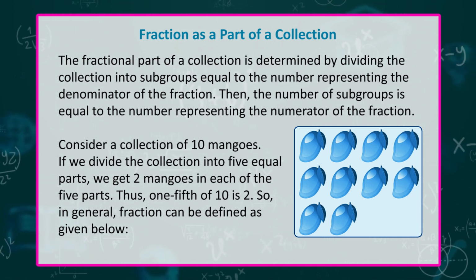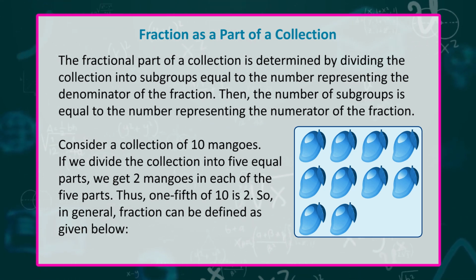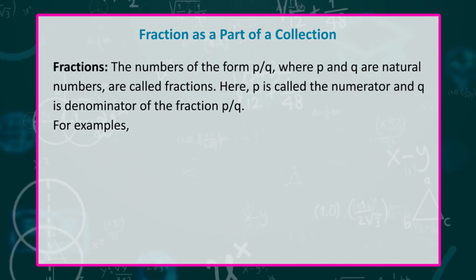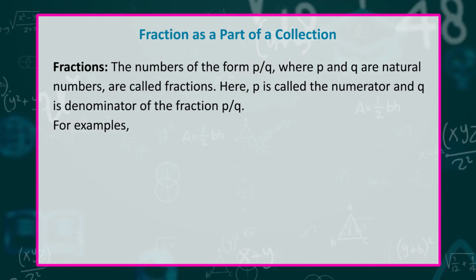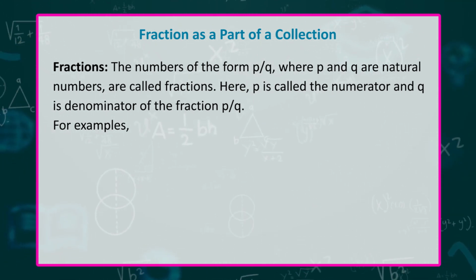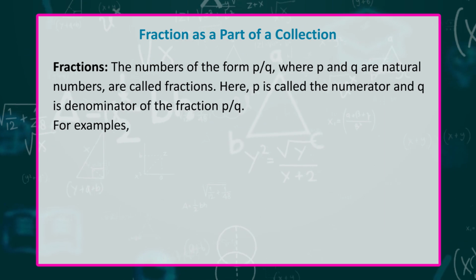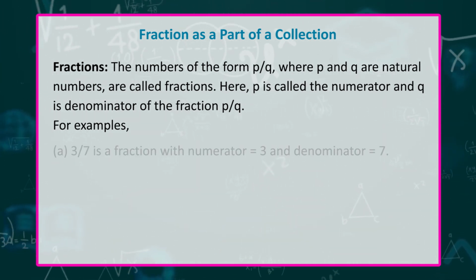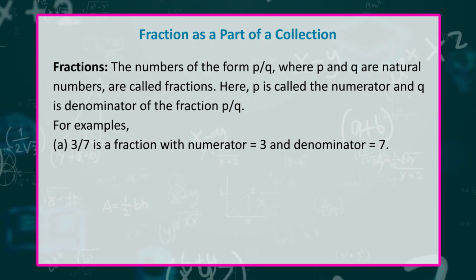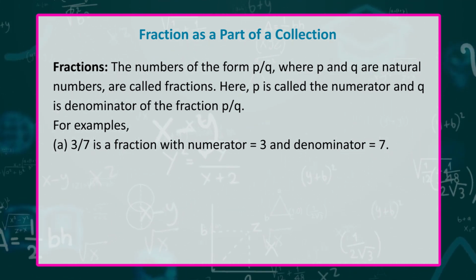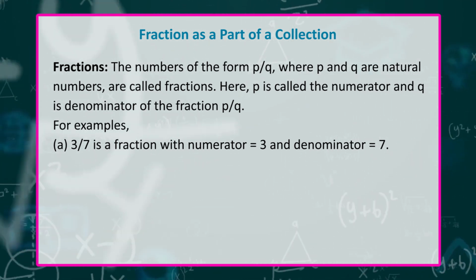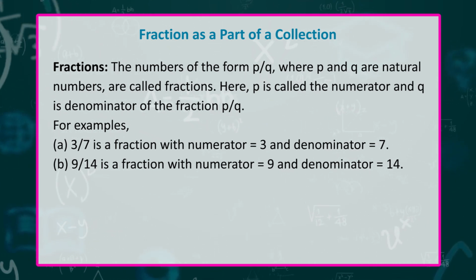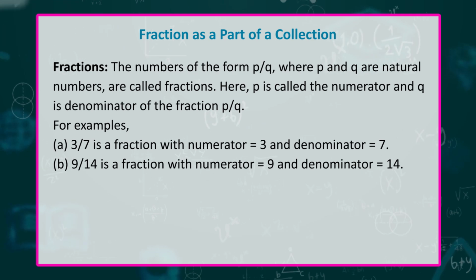So, in general, a fraction can be defined as given below. Fractions: the numbers of the form p/q, where p and q are natural numbers, are called fractions. Here p is called the numerator and q is the denominator of the fraction p/q. For example, 3/7 is a fraction with numerator equal to 3 and denominator equal to 7. 9/14 is a fraction with numerator equal to 9 and denominator equal to 14.